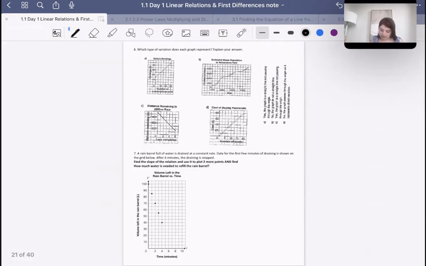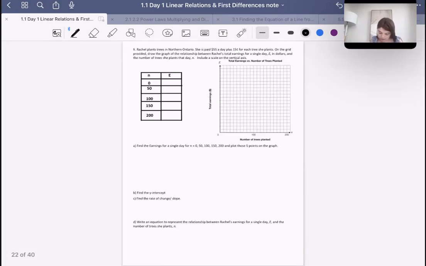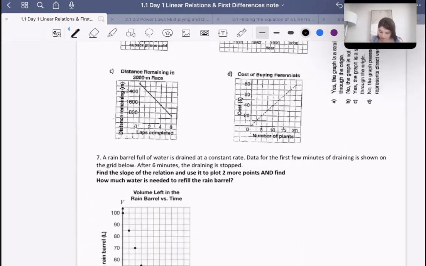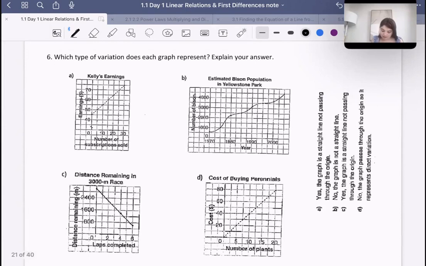All right, let's move on to the next ones. I think there's just a couple more left. Maybe we'll try to get them all out of the way today. This one says, which type of variation does each graph represent, and explain your answer. All right, so let's answer that.